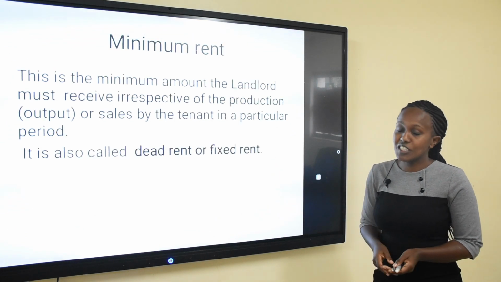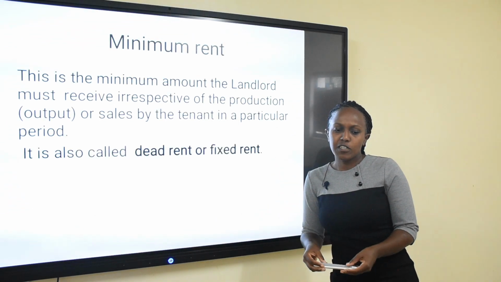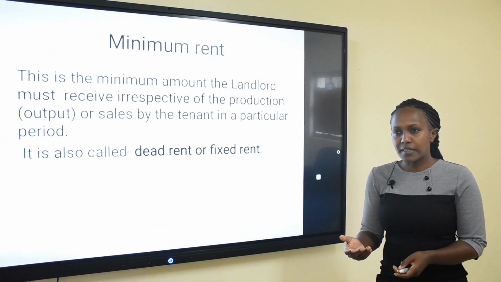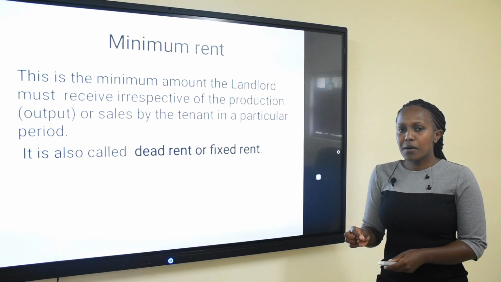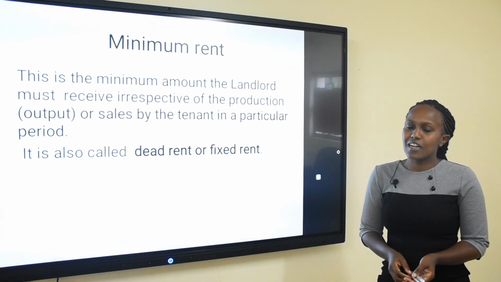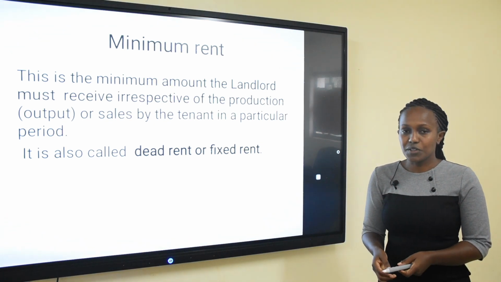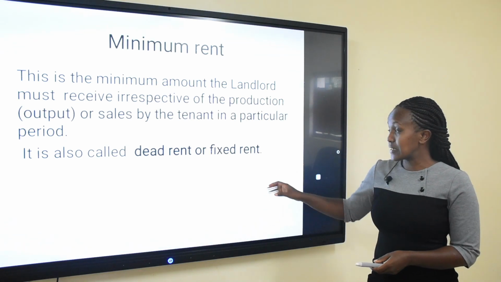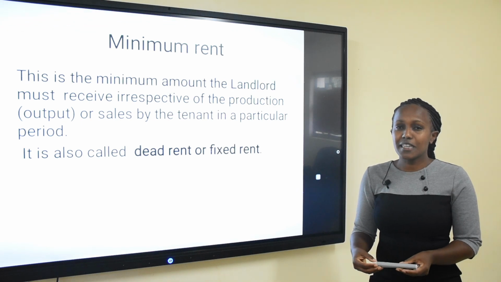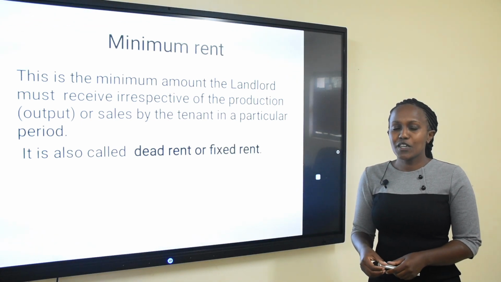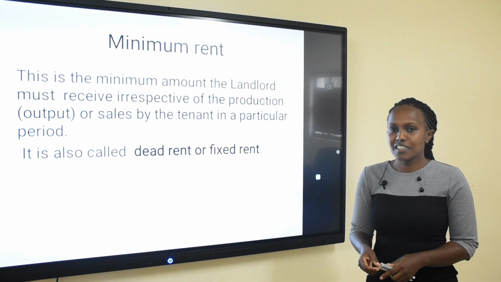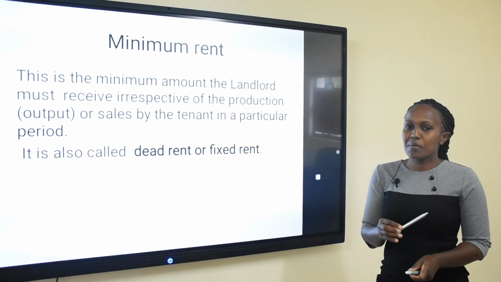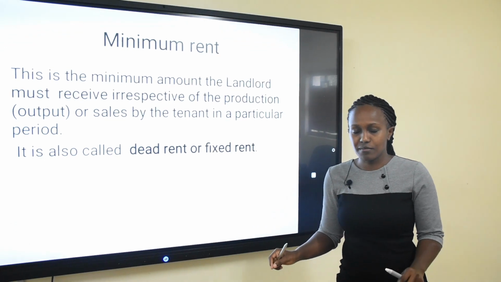Our other terminology is minimum rent. Now, despite the fact that we have computed the royalty payable as I've explained, minimum rent is the minimum amount that the landlord can accept at any given period. It is also called the dead rent or the flat rent or the fixed rent. In our example, if the royalty payable says 5,000, the landlord has stipulated that the minimum amount he can accept is 10,000.